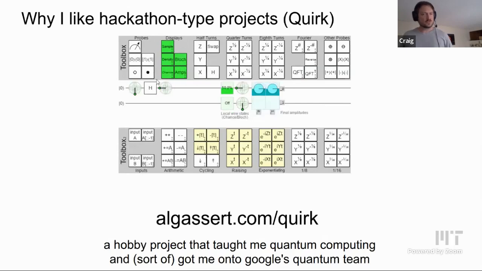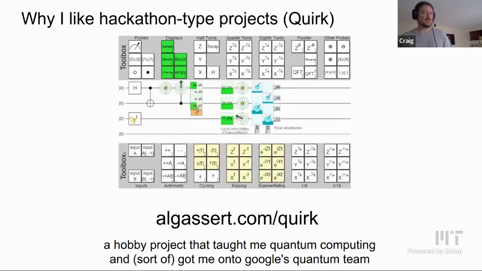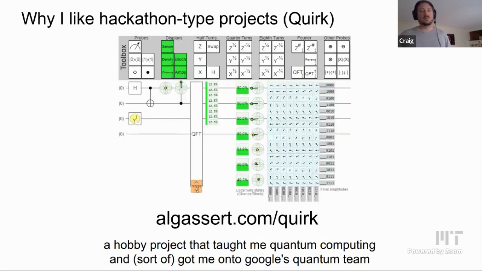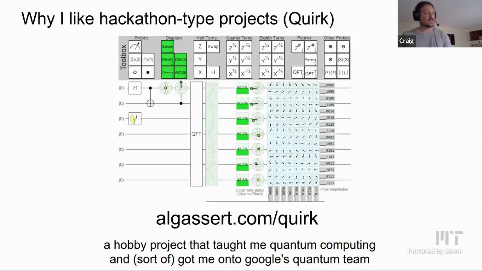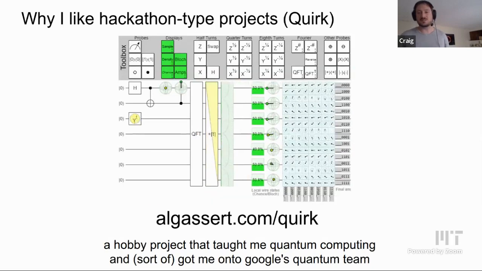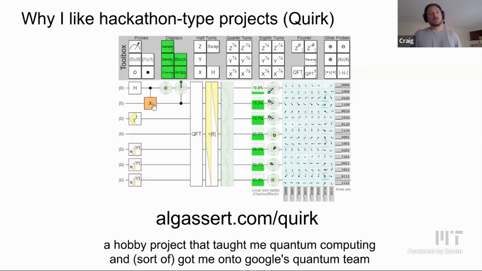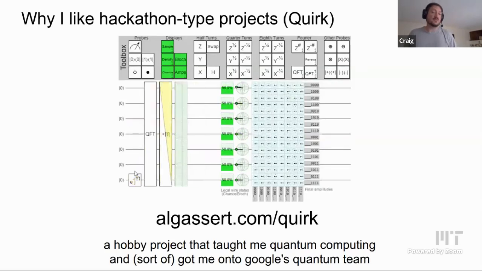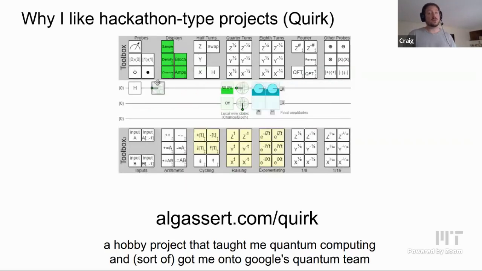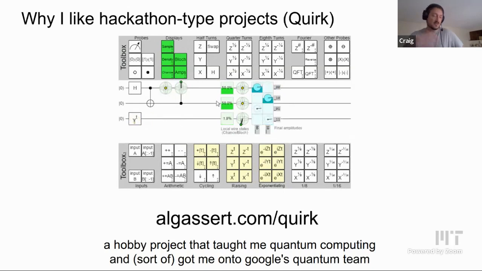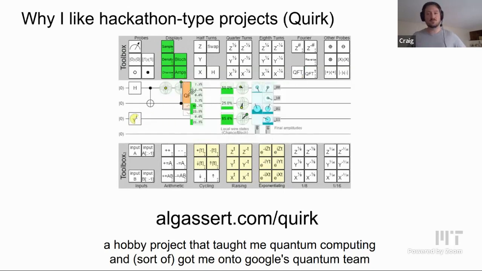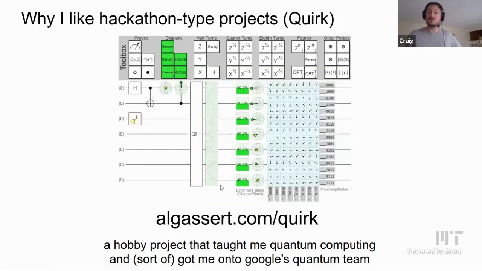Now, I don't carefully track who uses Quirk. I don't want to, but I know it gets a couple hundred visits per day. I know it gets used in some university courses, and there's this free quantum computing textbook that was just released by Tom Wong that's like 60% links to Quirk circuits. So this weekend project grew into something that I think ended up being really valuable to the field. And also valuable to me personally, since it's part of how I got on to the Google Quantum team in the first place. It would be a bit of an oversimplification to say it's why I got onto the team, but there were a lot of reasons, but it definitely didn't hurt.